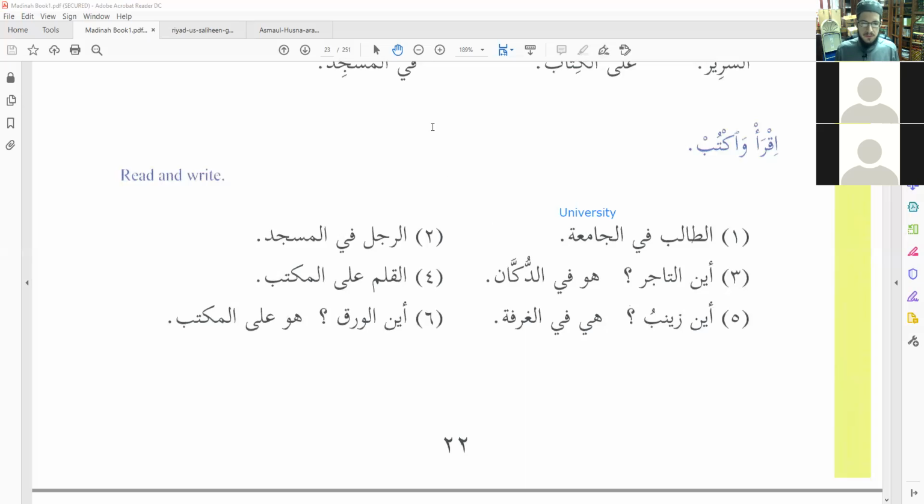الرجل في المسجد. Okay, translate that for us. So Rajul, the man is in the masjid. Very good. Okay. Al-rajulu, right? Rajul. Fil masjid. Very good.